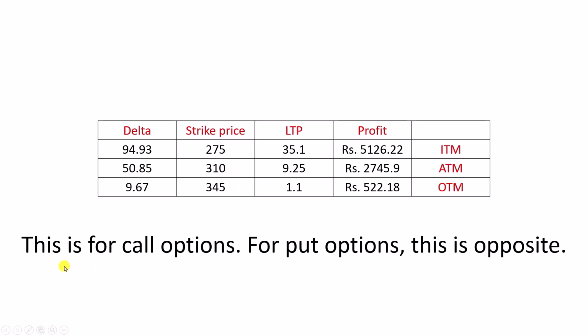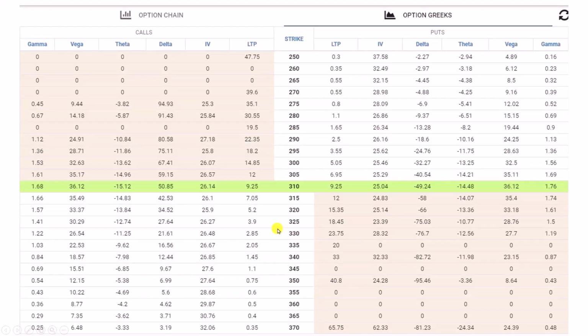Now this is for call options. The calculations that I have shown you is for call options. For put options, this is opposite. Let me explain using the same graph or image. For call option, the delta values will be positive, whereas for put option, delta values will be negative. So you can see minus values here. Now let me consider the example of call option itself.